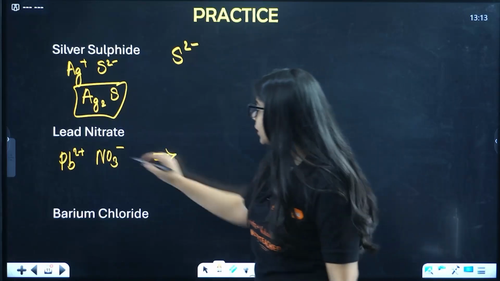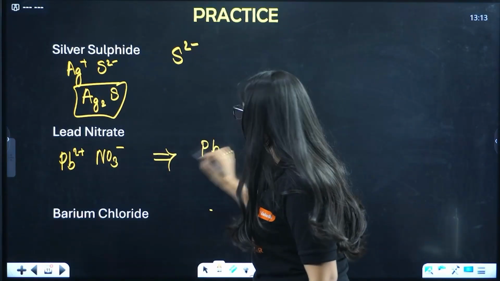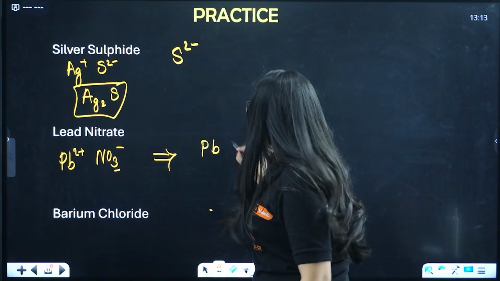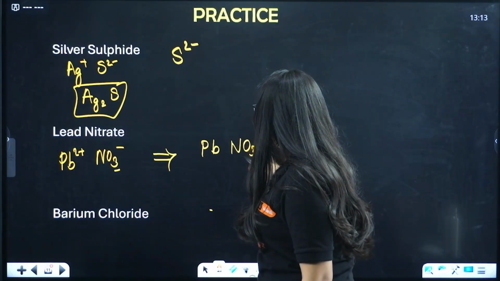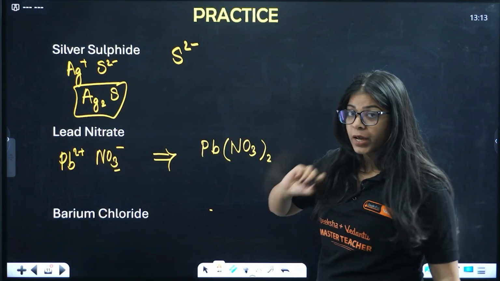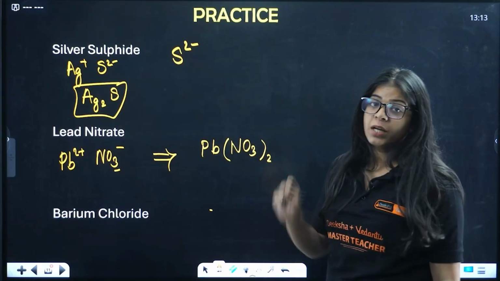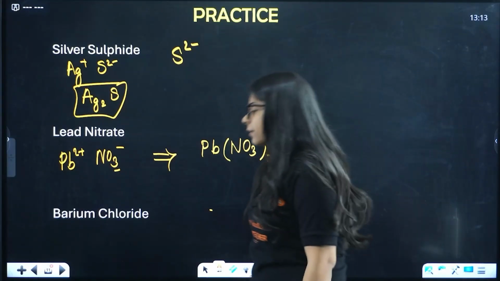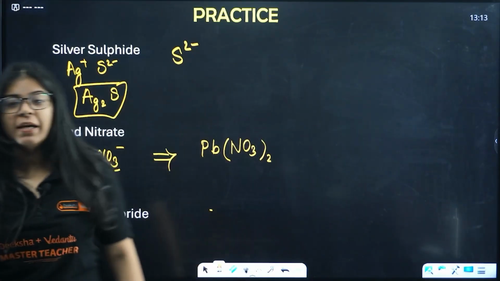Then, now this becomes what? Pb. Now 3 we won't touch. NO3, same. Now this 2 comes in the foot of whole NO3. Okay, that means Pb(NO3)2. Lead nitrate. The last one, barium chloride.